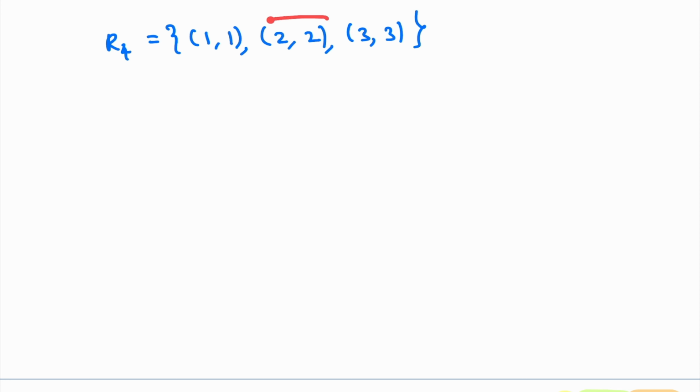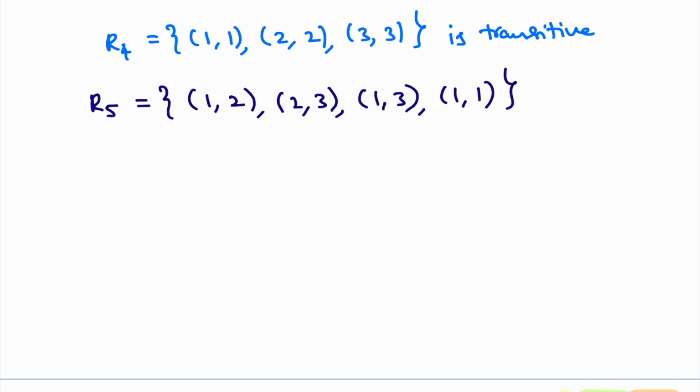Now come to this, it ends with 2. Any other that starts with 2? No, so we say that this passes the transitive test. And this ends with 3, any other starts with 3? No. So all the elements pass the transitive test. In this case we say that this relation is transitive. Now I have taken one more relation. It is a subset of A cross A. So now I need to check whether this relation is transitive or not.